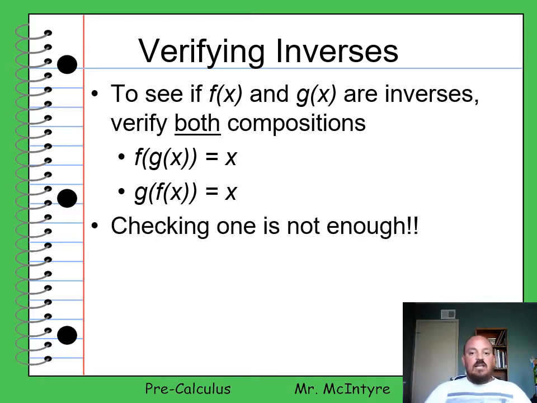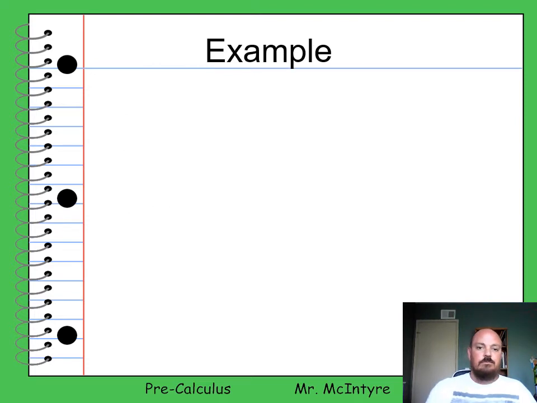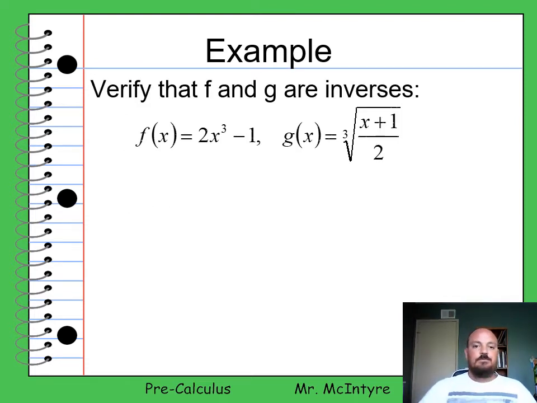And I said on here, checking one is not enough. Although I will say this, it's very rare for one of these compositions to equal x and the other not to. It can happen, and that's why we need to check it. But for the most part, if you try f of g of x and you get x, you're probably like 99% sure they're inverses. But we don't want to be 99% sure, we want to be 100, and that's why we do both. So here's an actual example.